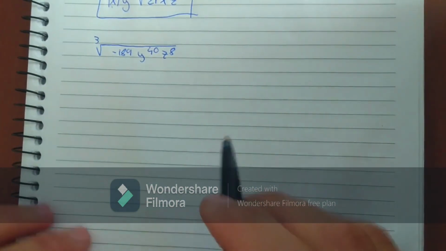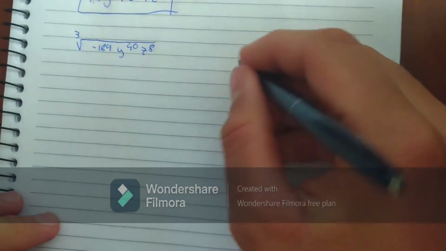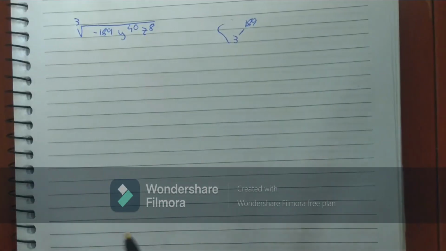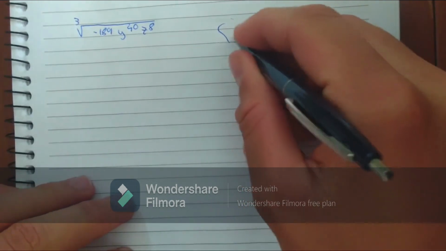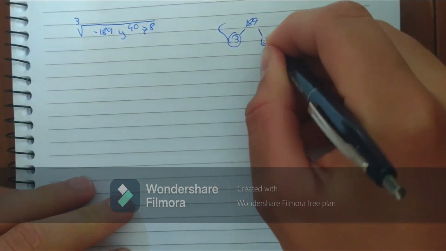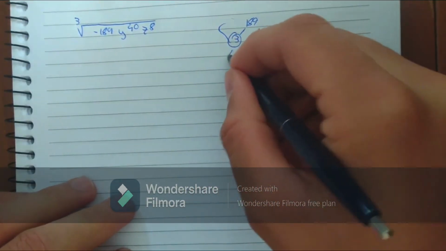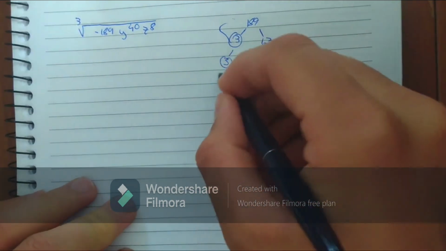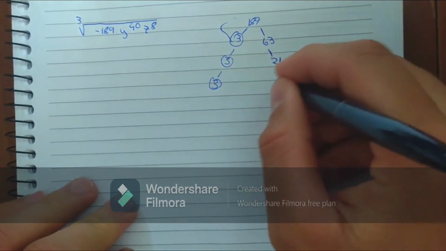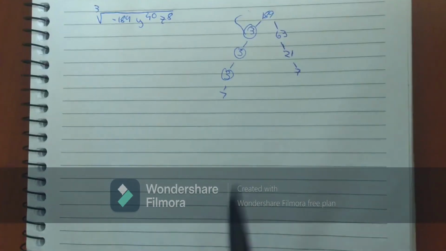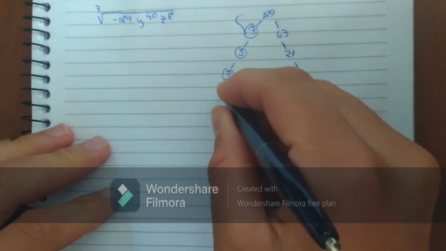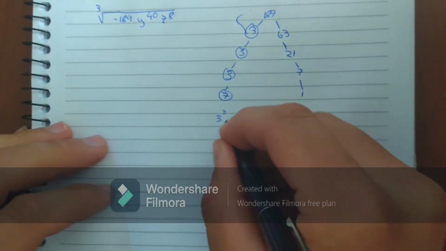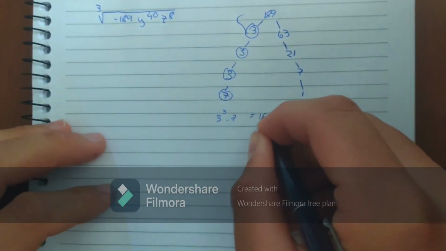189, if we use our prime factorization here, we can see that if we divide 189 by 3, it will get us 63. Then we can divide this by 3 again, which will get us 21. 3 again will get us 7, and divided by 7 gets us 1. So we have 3 threes here, so we know that 3 cubed times 7 equals 189.